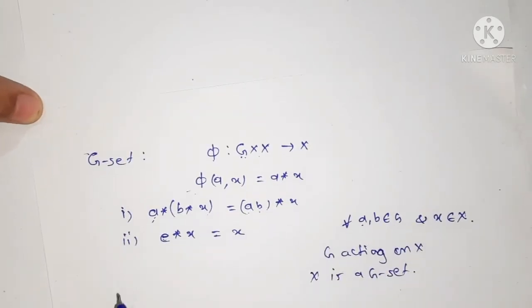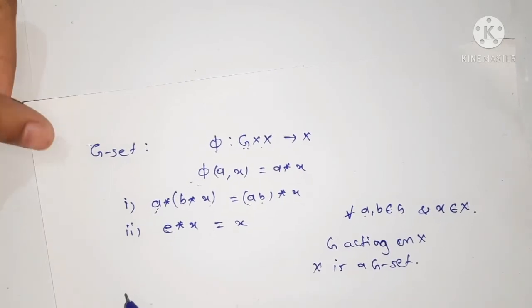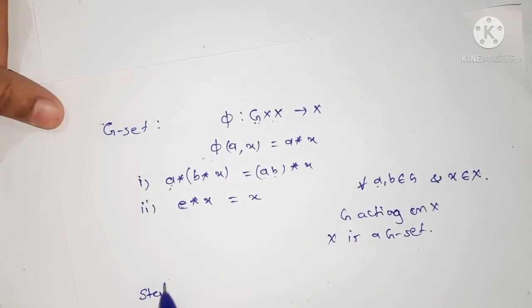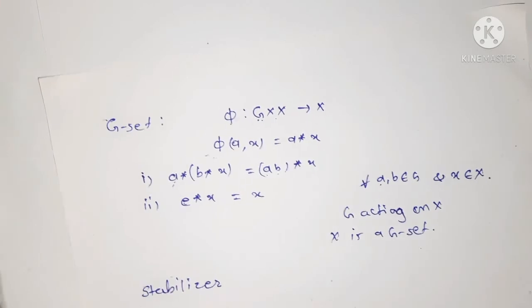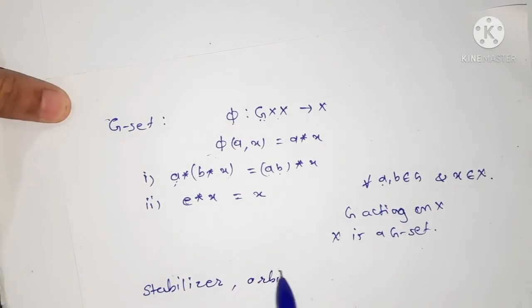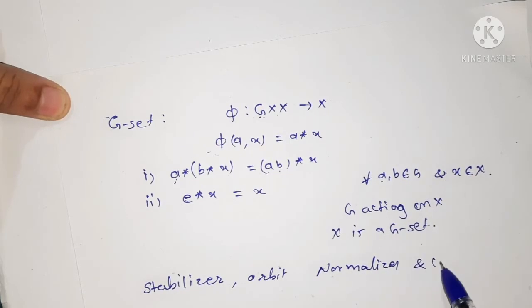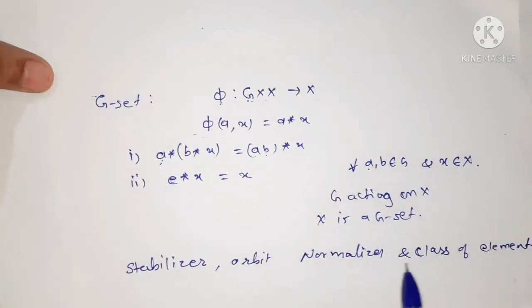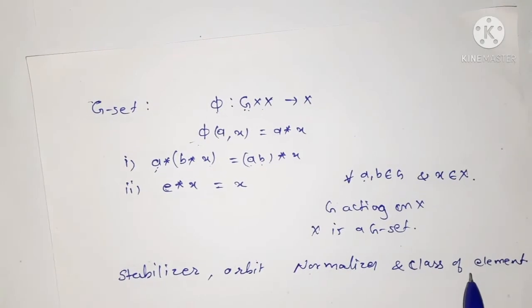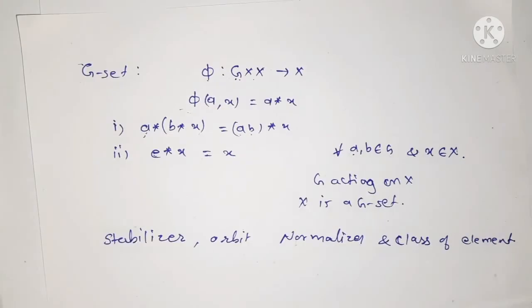Now in this video lecture we are going to see the definitions of stabilizer, then orbit, normalizer, and class of an element, that is, the classes of the group by which we divide the given set into a partition. So let's see the definitions first.